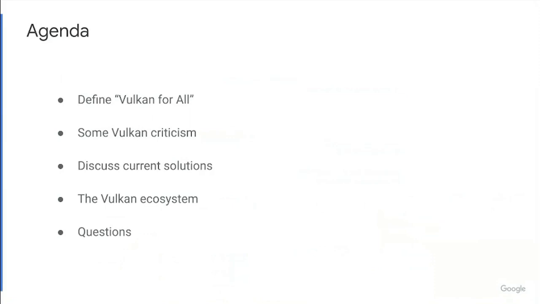So I want to go through a few things. I want to define Vulkan for all. I admit the title is a bit provocative, so we'll get to that. Offer a bit of criticism, discuss some of the current solutions to that criticism. And then I want to talk about the ecosystem a bunch. And then hopefully we'll have time for questions. This is supposed to be 30 minutes, and I think I have 50 slides. So I'm going to try and plow through them rather quickly.